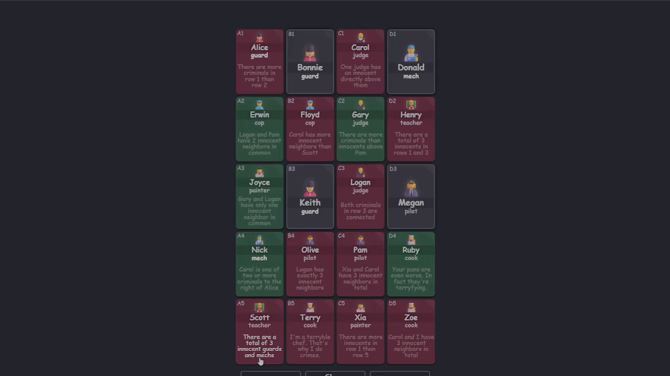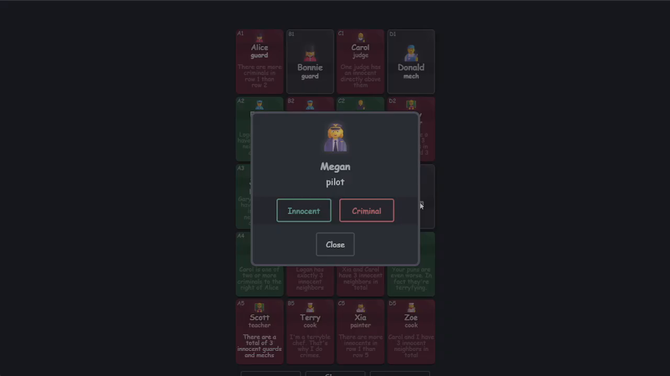Total of 3 innocent guards and mechanics. Maybe that does help me, because if we know that only one of this guard and, yeah, that helps. Okay, it just took me way too long to see this. The guard and mechanic here, out of those, there's one innocent and one criminal. This mechanic is innocent, so that makes 2. And then this guard must also be innocent, which means Megan's a criminal.